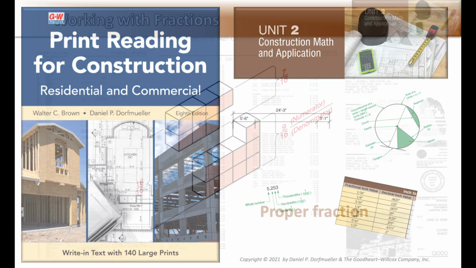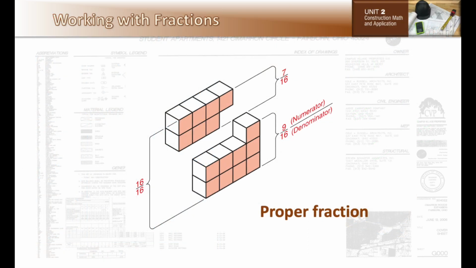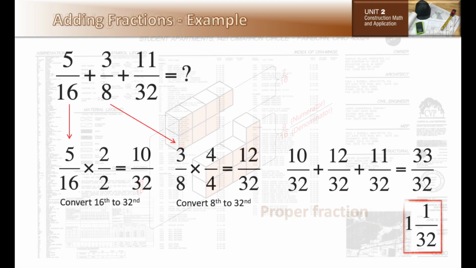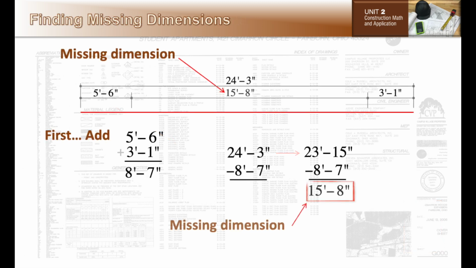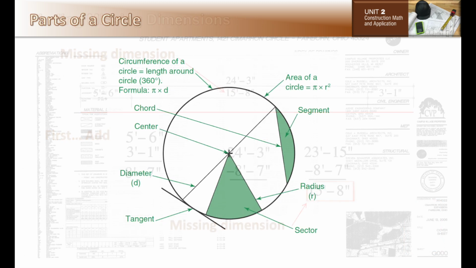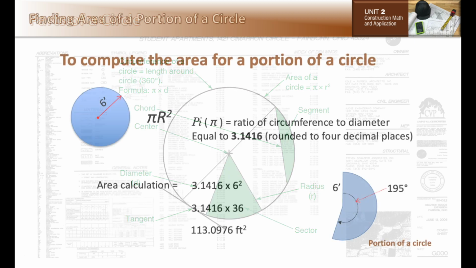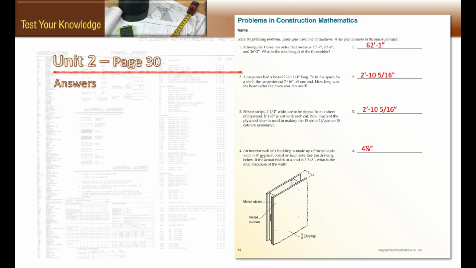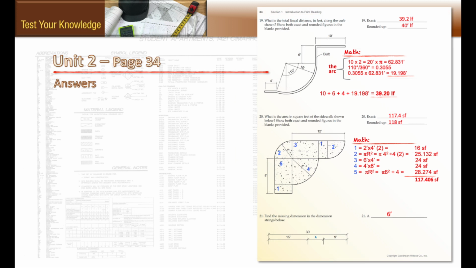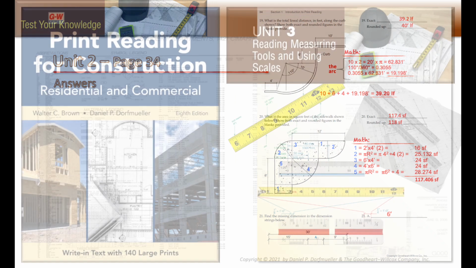Unit 2 is all about basics of construction math, starting with adding, subtracting, multiplying, and dividing fractions, finding missing dimensions, learning the math to find area and volumes of basic shapes, along with some fun application activities for students to explore. Each unit has several test your knowledge activities and includes all the answers to each unit.